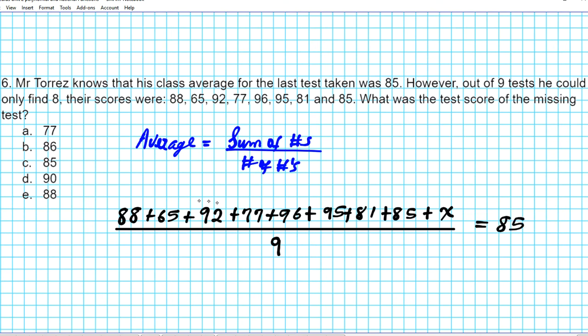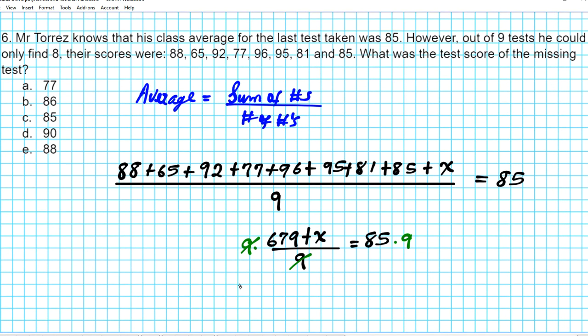Alright, so let's go ahead and add up all these numbers. If we add up all the numbers, we're going to end up with 679. So we have 679 plus x over 9 equals 85. Multiply both sides by 9. So this cancels out. So 85 times 9 is 765.